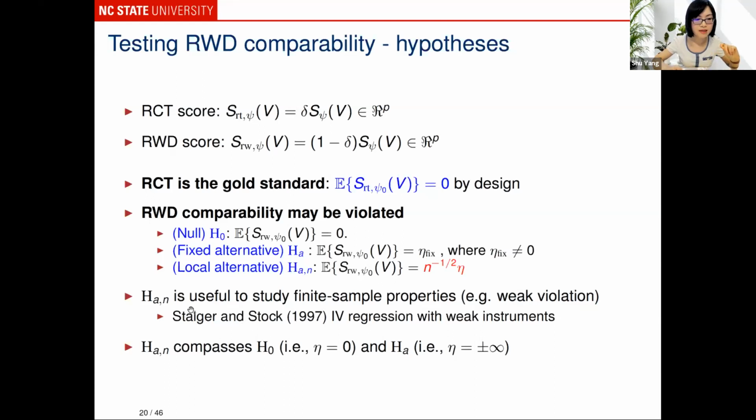This is not new; it's not invented by us. People have considered such local alternatives in other contexts, for example, IV regression with weak instruments. The local alternative encompasses the null hypothesis and also the fixed alternative by taking eta to be 0 or infinity. So we are going to study our asymptotic results under the local alternative.